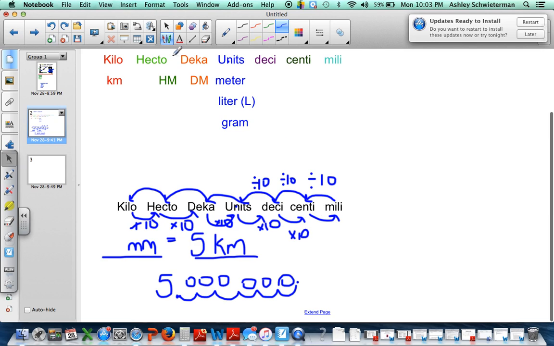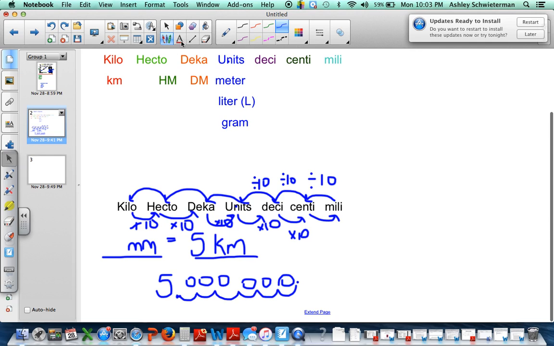Same thing happens when you're dividing by powers of 10. When you're dividing by powers of 10, you're actually able to move your decimal place to the left, the number of zeros you are moving.